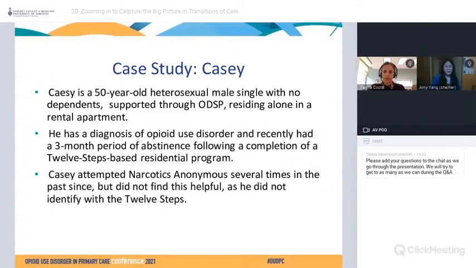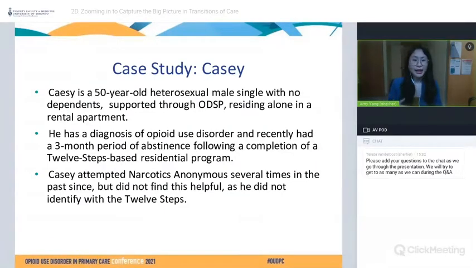Thank you for letting us know about what transition of care is and why it's so important. Next, we're going to look at transition of care through the case study of Casey and do so in two different scenarios. So Casey is a 50-year-old male who has no dependents and is supported through Ontario Disability Support Program, which essentially is a provincial program that provides financial support as well as other benefits for Ontarians with significant disability. He lives alone in a rental apartment.